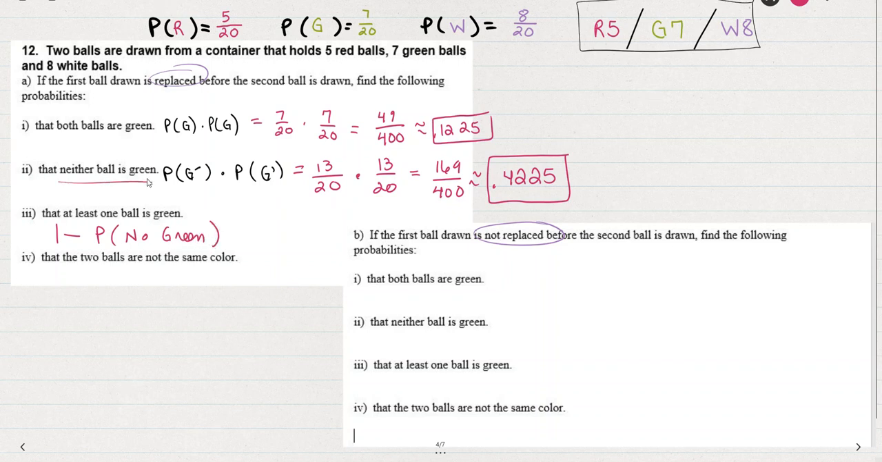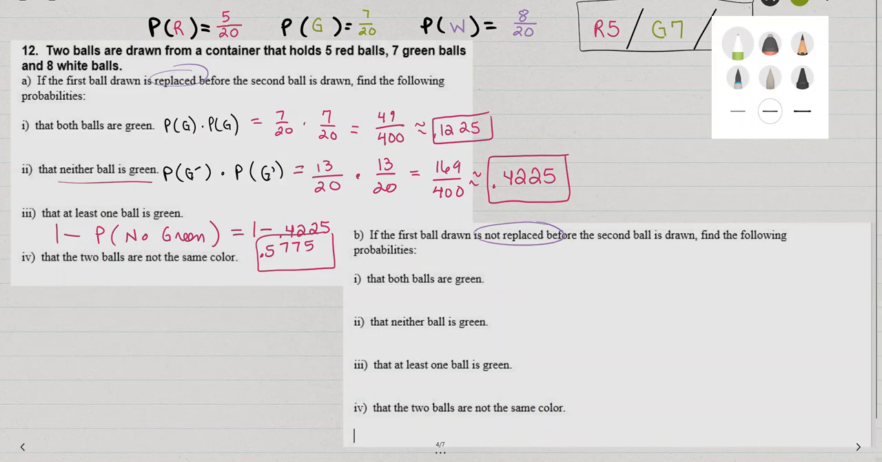Neither ball is green. That's the 0.4225, right? So I could do 1 minus 0.4225, which gives me 57.75%, or 0.5775 as a decimal.